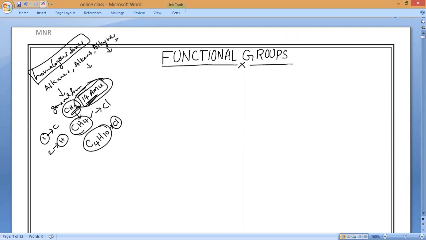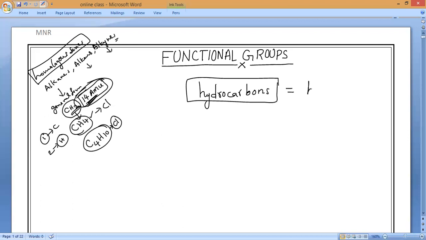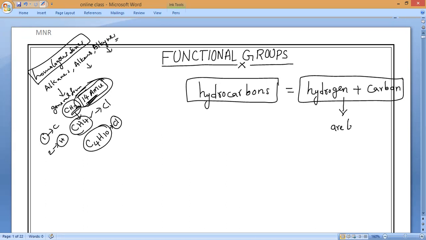So now, coming to the functional group, what do we mean by a functional group? Basically, remember hydrocarbons. Hydrocarbons are made up of what, guys? All of you should tell me. Hydrogen and carbon only. Only hydrogen plus carbon. That is what we call hydrocarbons. Remember, these hydrocarbons are less reactive. Do you understand what I am saying?